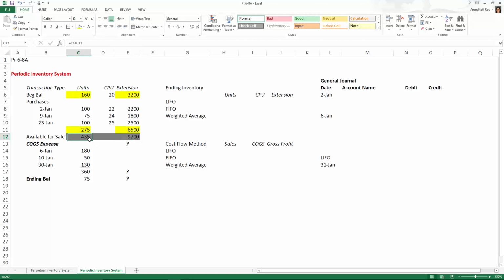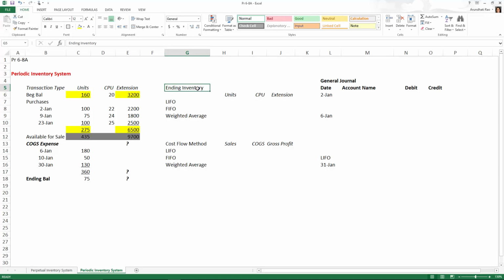So of the 435 units, we sold a total of 360 units. So what remains with me is 75 units. How much of this $9,700 should be assigned to the ending balance, 75 units, and how much should be allocated to cost of goods sold expense? We'll take a look at that over here.